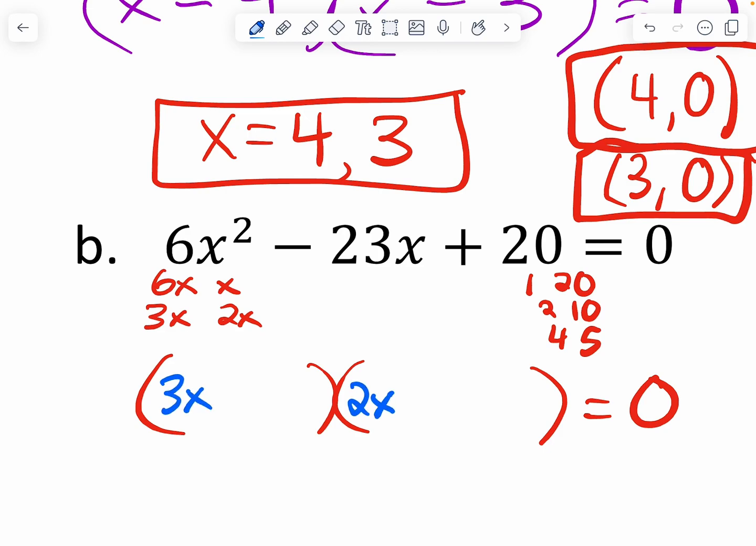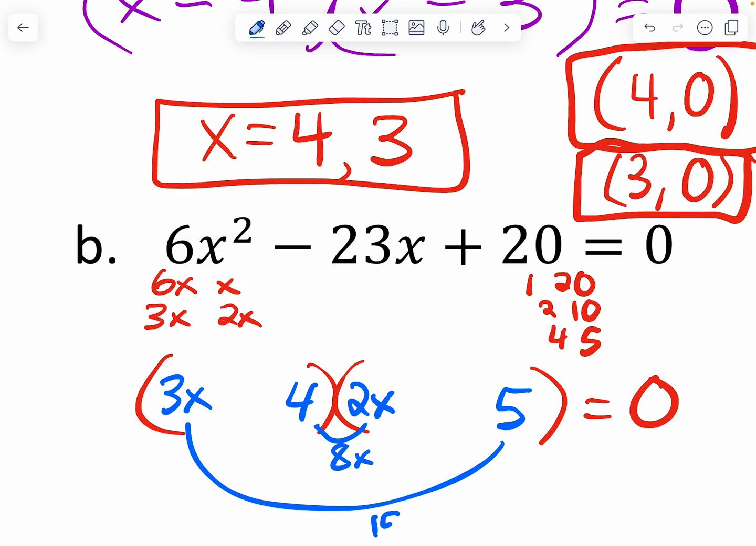I can't put the 2 and 10 because if I put the 10 here, I have a common factor, and even if I put the 2 there, I would also have a common factor. So I'm going to try 4 and 5. I can't put the 4 here because then we'd have a common factor, so I'm going to put the 4 here and the 5 here. And I'm thinking about if I multiply them, I would get 8 and 15x. In order to multiply to a positive and add to a negative, both must be negative, and that works out.